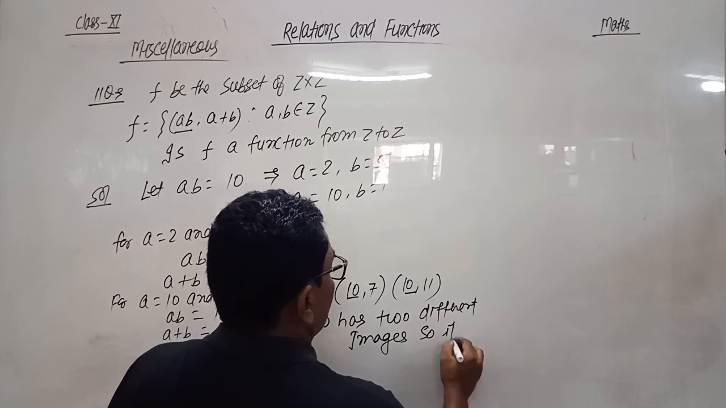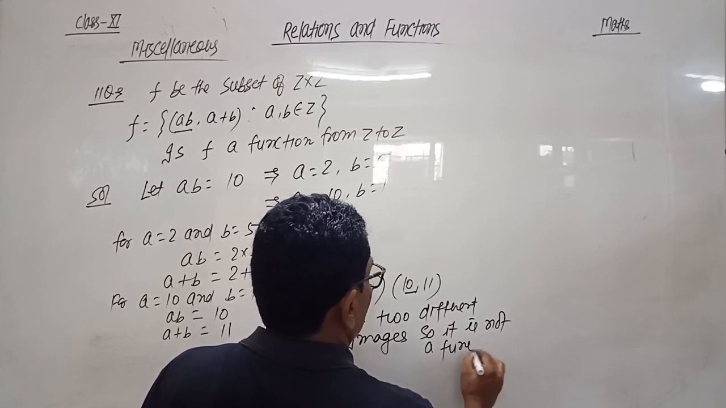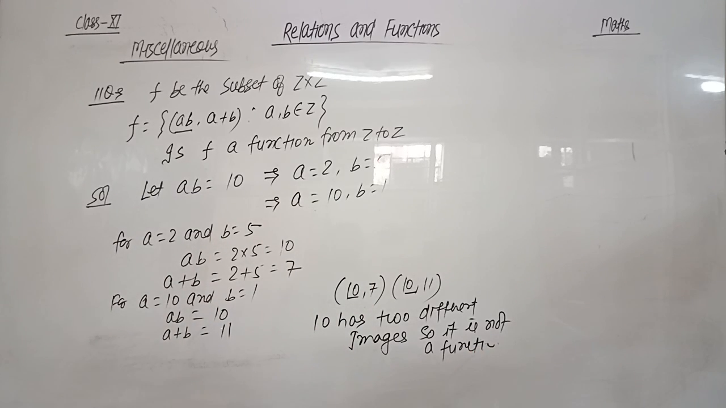So it is not a function, because the element 10 has two different images. That's why it is not a function.